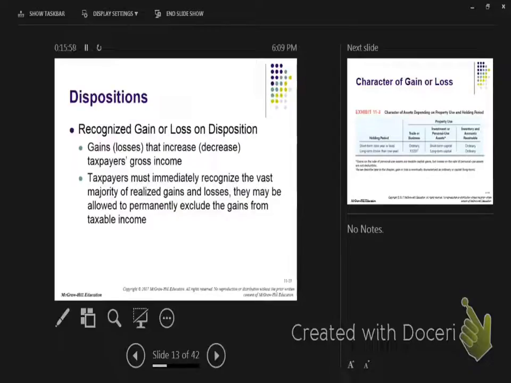All right, so now what happens when we dispose of something? A gain or loss that increases our taxable income. So it depends on what we're doing. Taxpayers must immediately recognize most of our gains and losses. We might be able to permanently not recognize or exclude some gains. Maybe, depends on what they are.